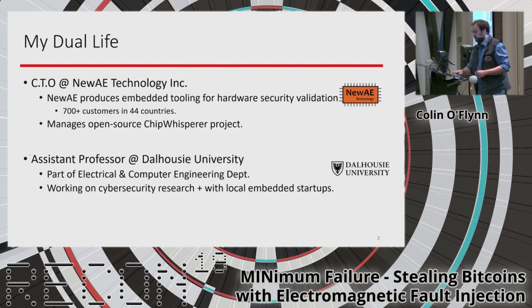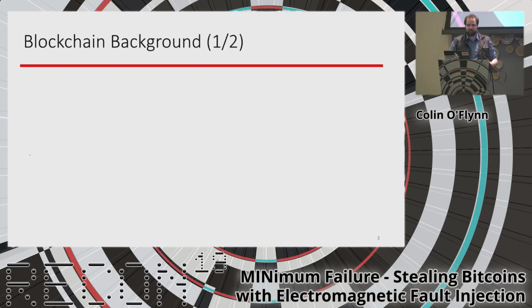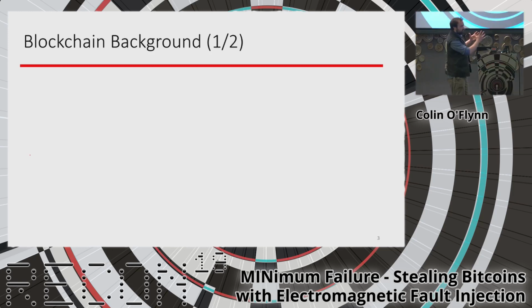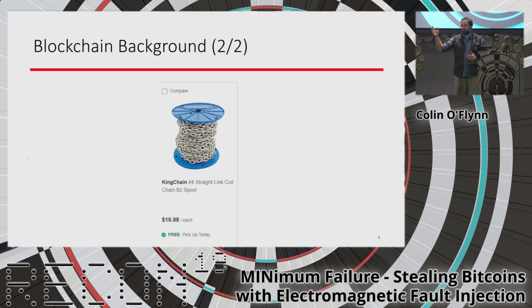Really briefly, I'm going to go over blockchain and Bitcoin as it's relevant to this attack. This talk is more about embedded security than specific to blockchain and Bitcoin. But basically, for blockchain, you have to remember there are two aspects to it. The first aspect is the block. This is your standard concrete masonry unit, CMU block. And then you also, of course, have the chain. This would be a number 4 chain.